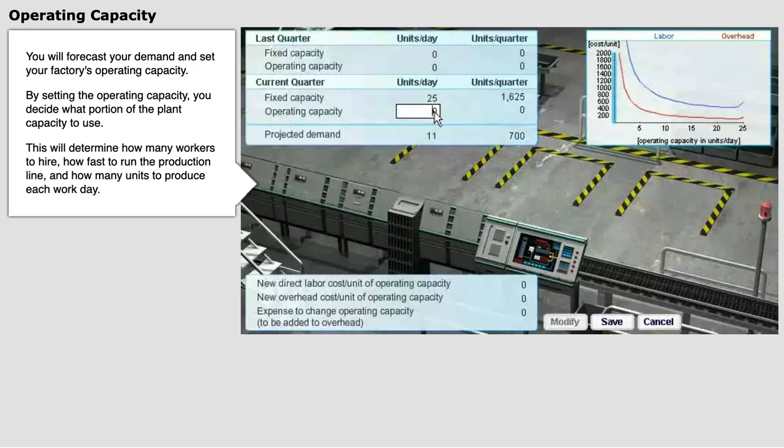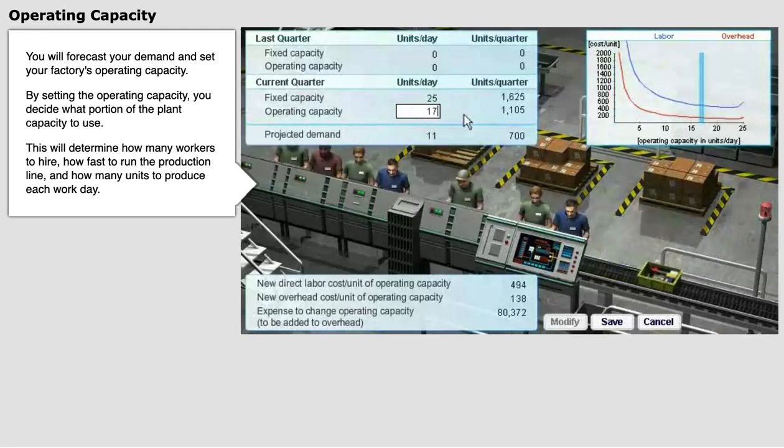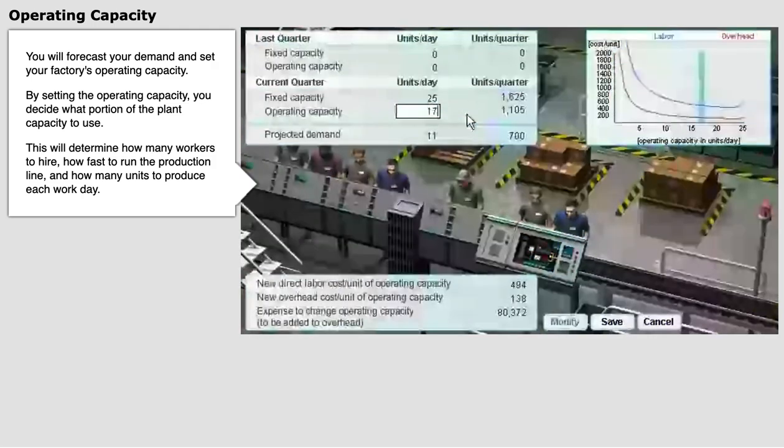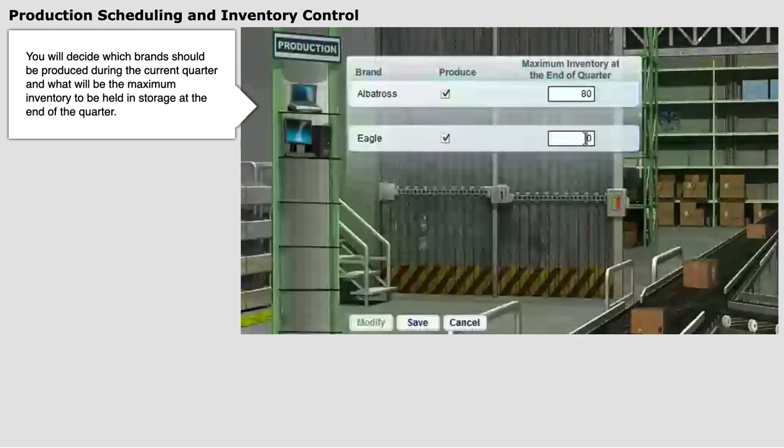You will forecast your demand and set your factory's operating capacity. By setting the operating capacity, you decide what portion of the plant capacity to use. This will determine how many workers to hire, how fast to run the production line, and how many units to produce each workday. You will decide which brands should be produced during the current quarter and what will be the maximum inventory to be held in storage at the end of the quarter.